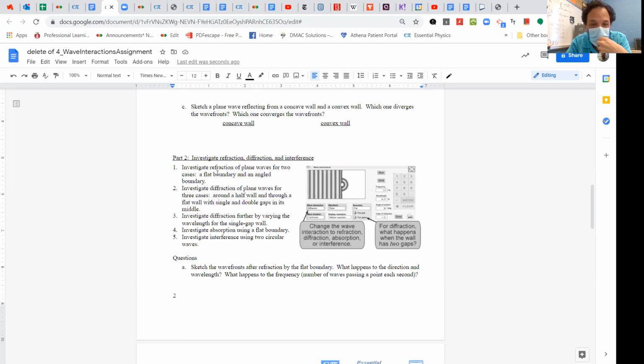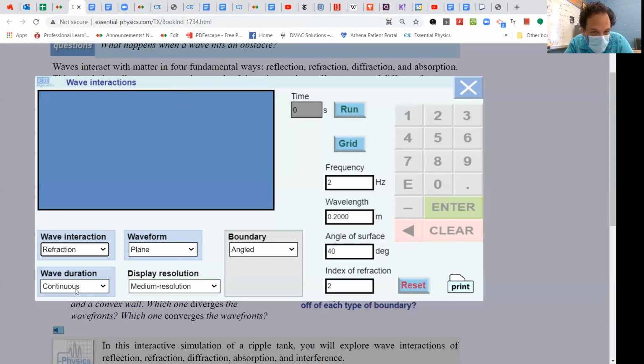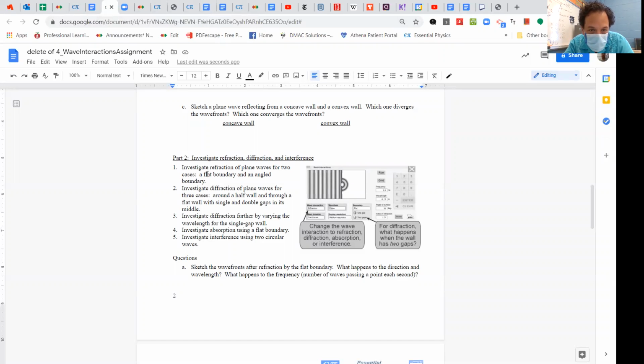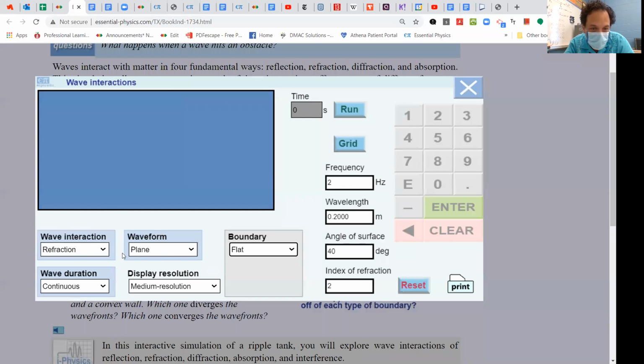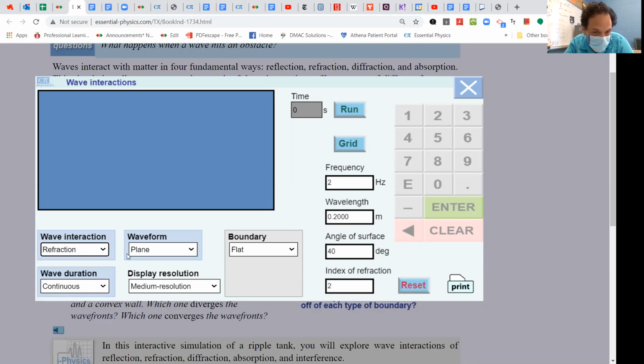So let's look at refraction of plane waves for a flat boundary and an angle. Okay, let's look at refraction. So now we're going to change this. Let's see, waveform. So we're going to look at refraction. And did it say a flat wall? Investigate refraction of plane waves for two cases, a flat boundary and an angled boundary. Okay, so flat boundary and angled boundary. So we've got refraction here. This is where it tells you what type of behavior you're looking for. So right now we're doing refraction and flat. Okay, let's run this.